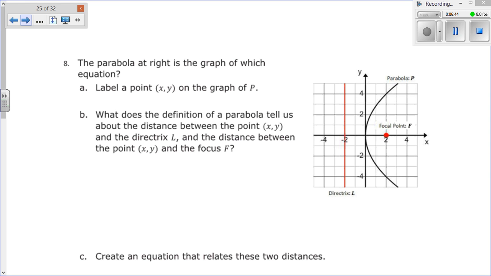All right, the parabola at the right is the graph of which equation? Well, we have our focus labeled, we have our directrix labeled. It says for part A, label a point x, y on the graph P. It can be any point. I'm just going to pick any point on the graph and label it x, y.